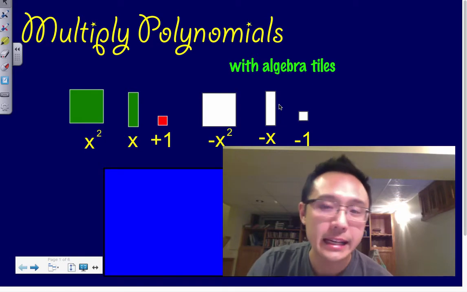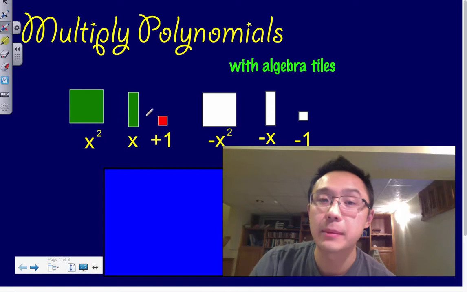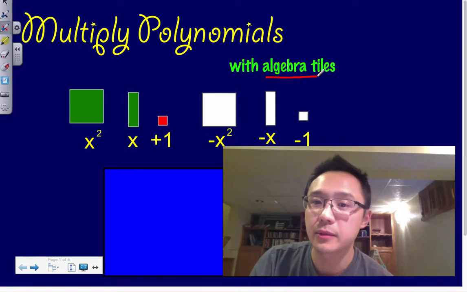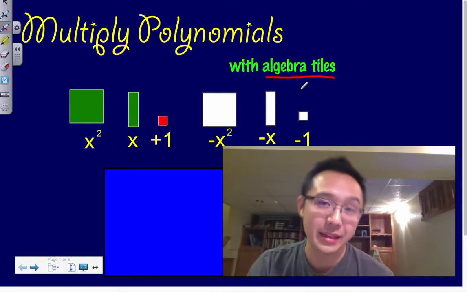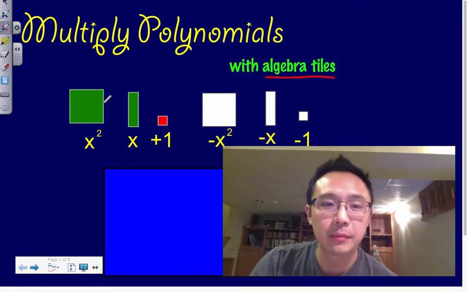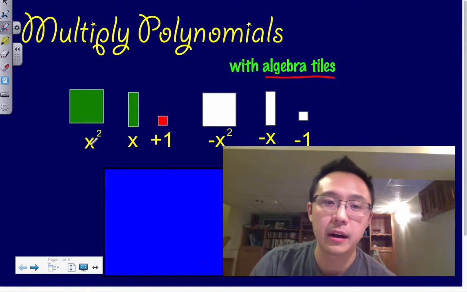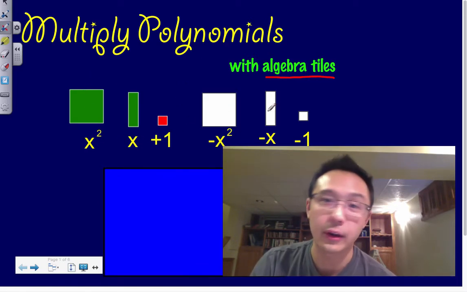In order to begin, I have to clarify with you how I define my algebra tiles. I'm going to show you both methods: first one with algebra tiles and one without algebra tiles. So here I have three different shapes. The ones that I have colored are my positive ones, and the ones that are just white, or absence of color, are my negative ones.